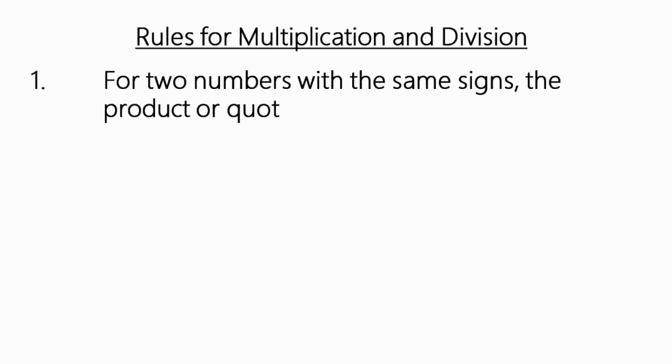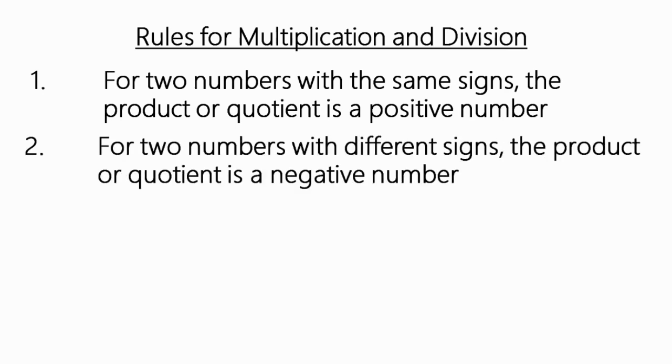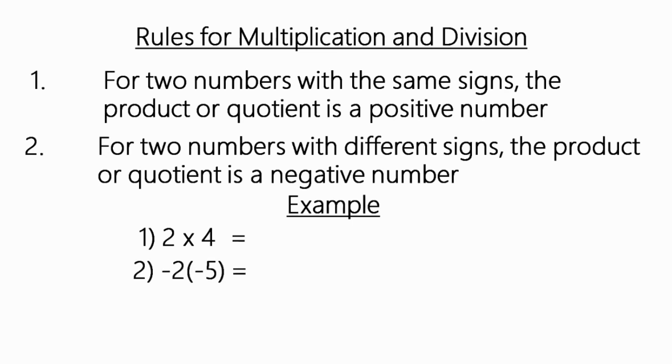Let us go to the rules for multiplication and division. Number 1, for two numbers with the same sign, the product or quotient is a positive number. And number 2, for two numbers with different signs, the product or quotient is a negative number. Let's see examples. Number 1, 2 times 4, and 2 will be minus 4 times minus 5. 6 times minus 4. Minus 3 times 4.